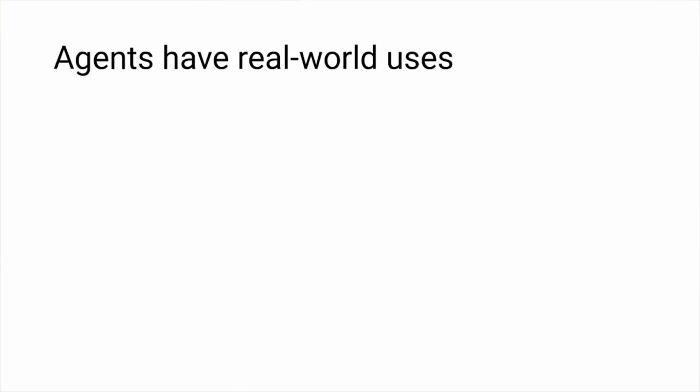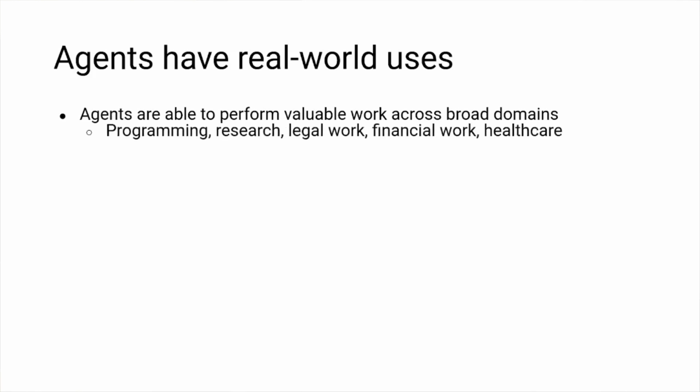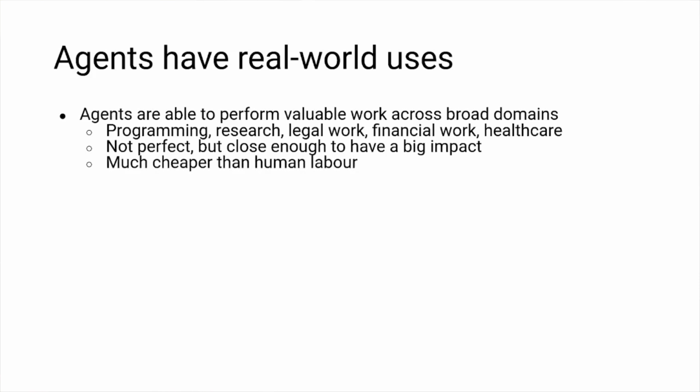I think I want to talk about the fact that these agents have some very real world uses. They're able to perform economically valuable work across a broad number of domains. So programming, research, legal work, financial work, even healthcare. And they're not perfect at these things. They make mistakes. But they're, I think, close enough, and a lot of them, to have a pretty big impact. And they're also much cheaper than human labor.